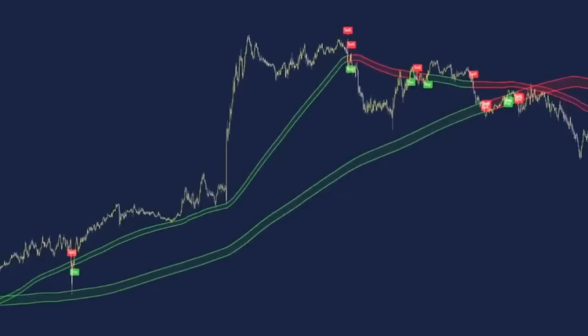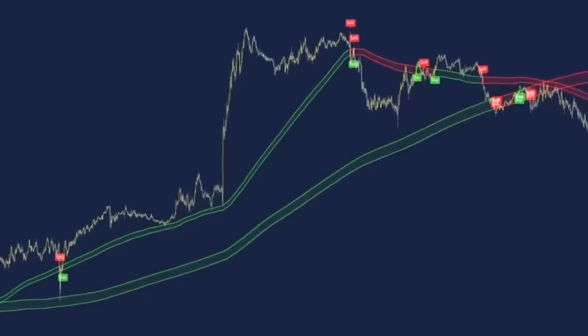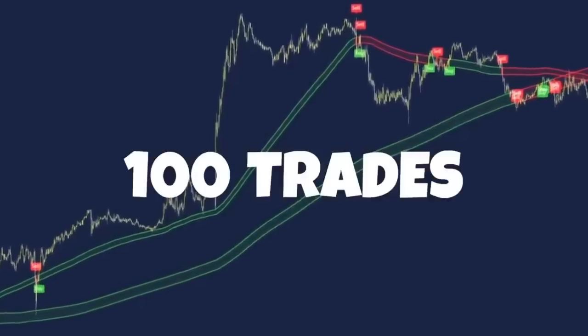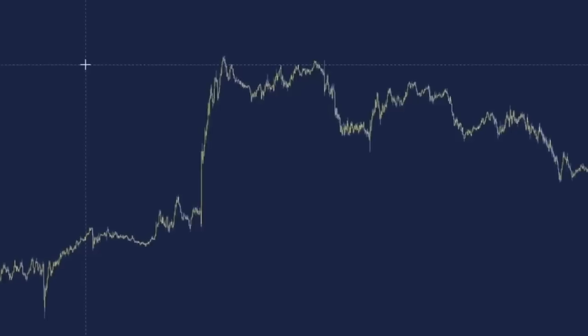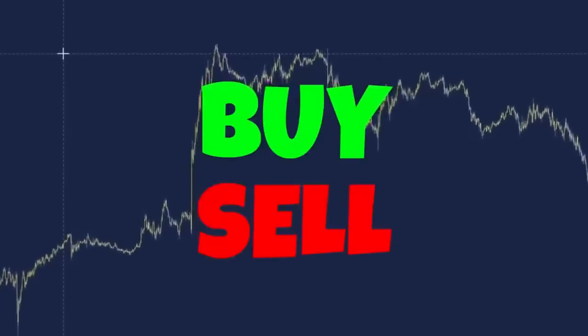But let's get straight into this strategy so I can show you exactly how this indicator takes powerful, perfect signals, and to show you the results that I got over 100 trades. There is actually only one indicator that we will be adding to the chart. This is a very powerful buy-sell indicator on TradingView, and I'll show you all that in a minute.